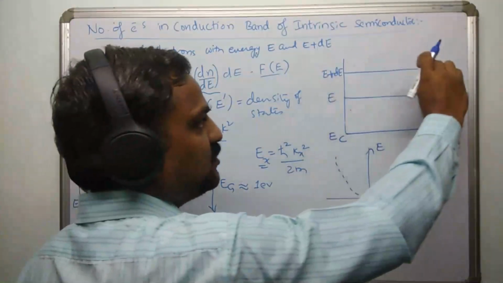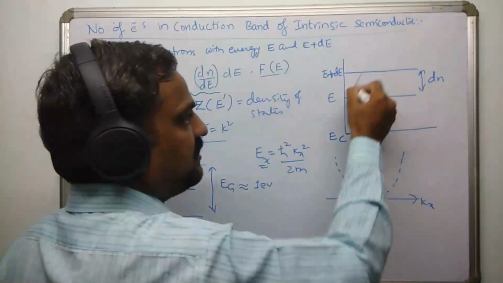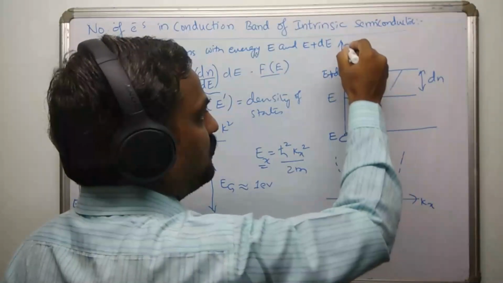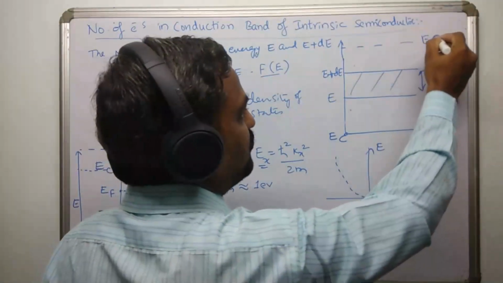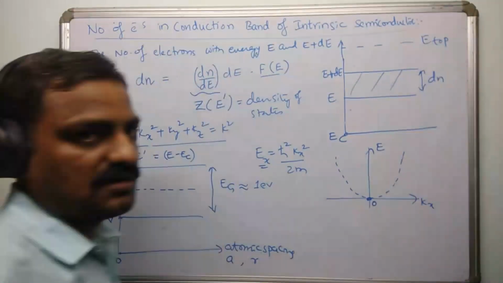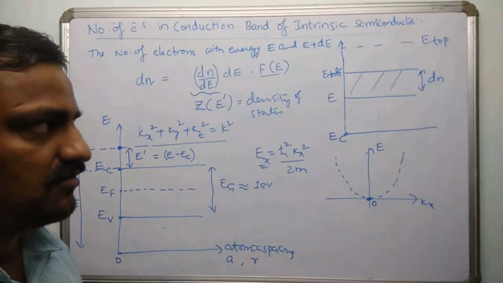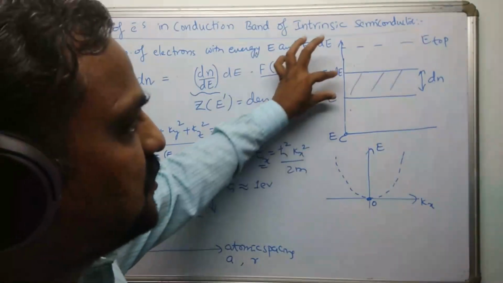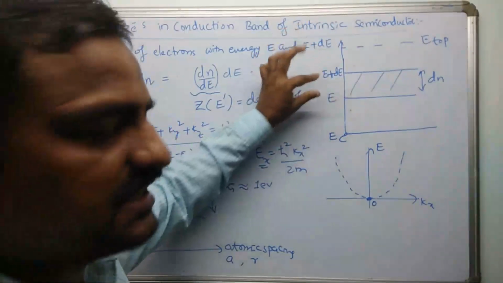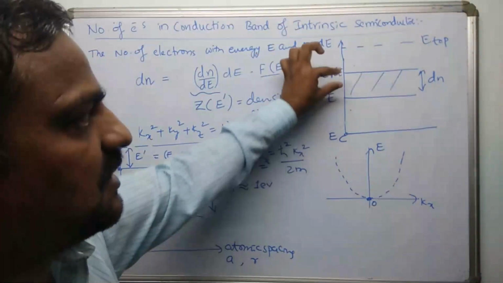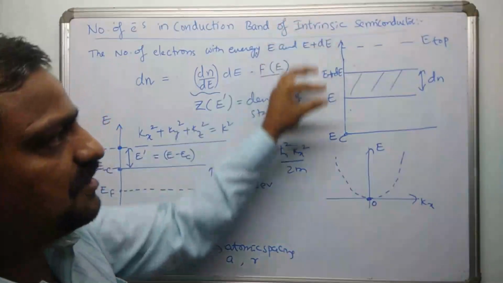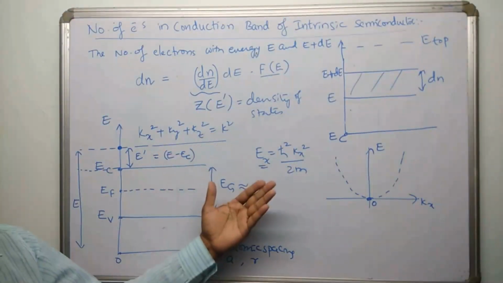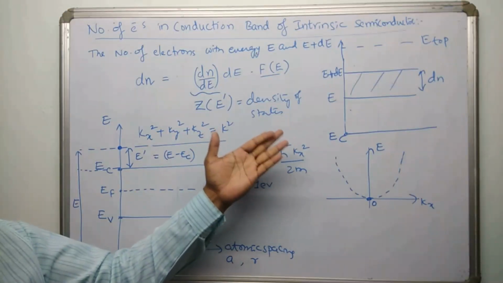So if within E to E plus dE this many electrons are there, then from the conduction band edge till the top, let us say there is a top level E top here. So this is the topmost electron energy level that got filled inside the semiconductor. Then what you are supposed to do is add the dns. So one dn, another dn, another dn, another dn, like that. If you keep on adding all these dns, that is going to give you the total number of electrons n inside the given semiconductor in the conduction band.